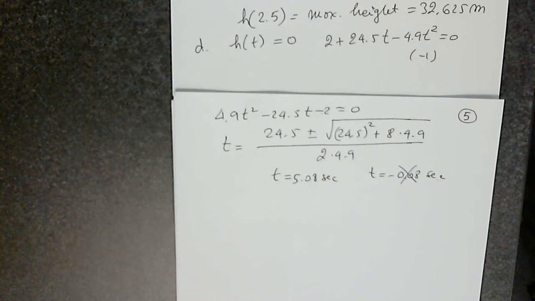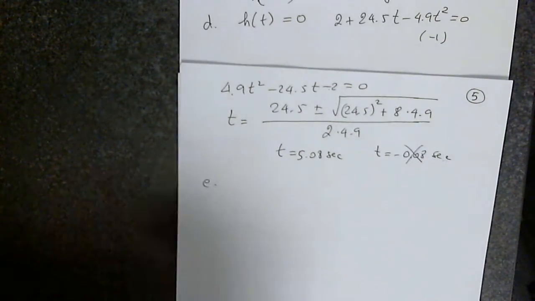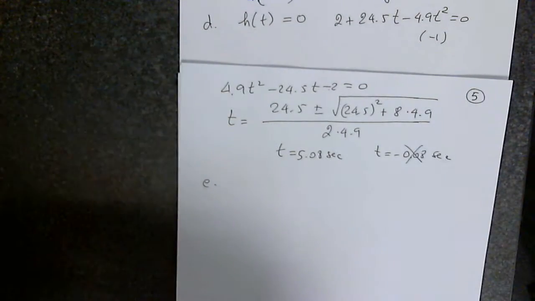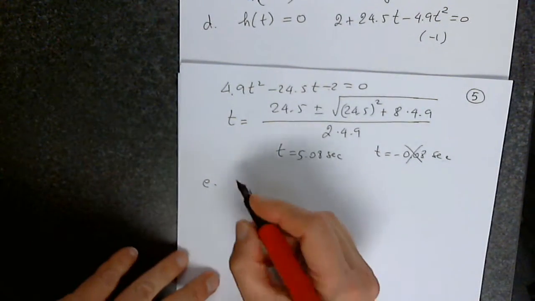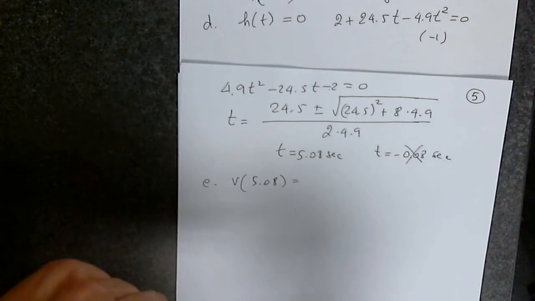Okay, part E. With what velocity does it hit the ground? The derivative at the point that we just found. Excellent. So I have to find v of 5.08.